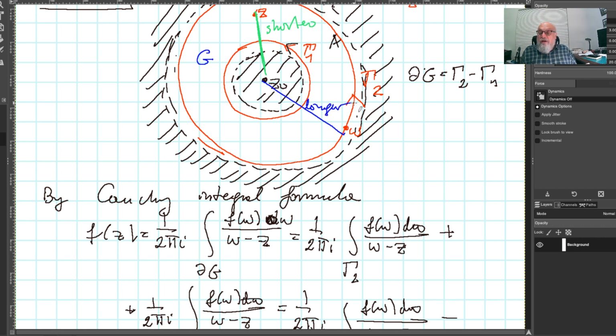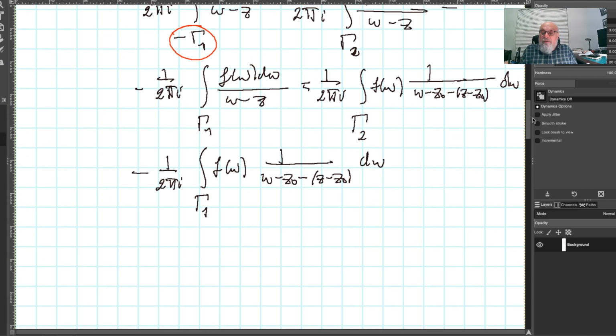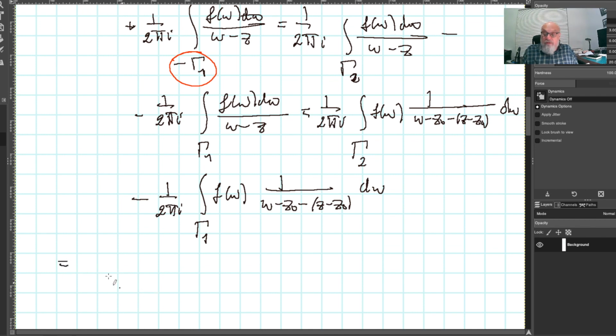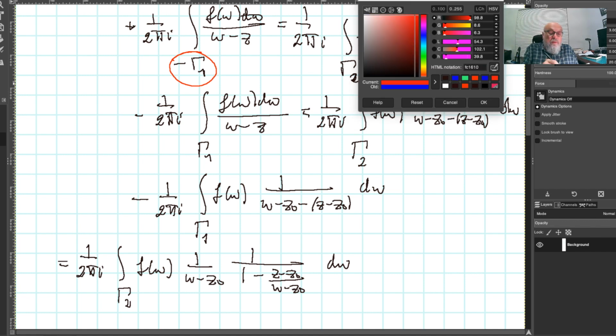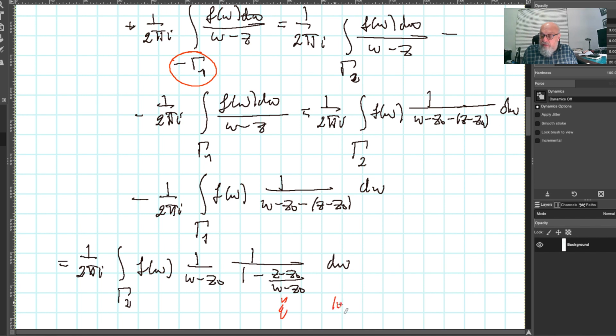So in such a case, if I would like to use the geometric series, I should do this as follows. I continue. This is 1 over 2 pi i. I take gamma 2, f(w) I copy, and here I pull out the longer. Which one is the longer? The longer is the w. So I put here w minus z0, and here I'm getting 1 minus (z minus z0) divided by (w minus z0) dw, and I recognize that this is my q. q is smaller than 1. Okay, so I will be using the geometric series here.